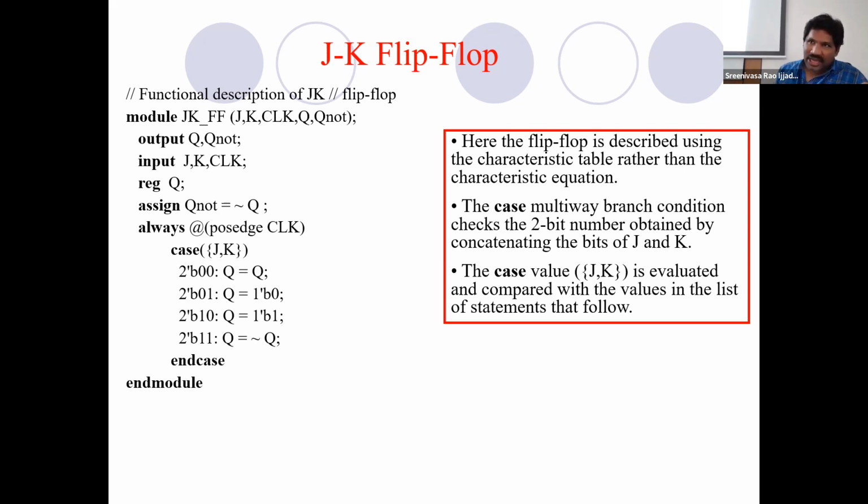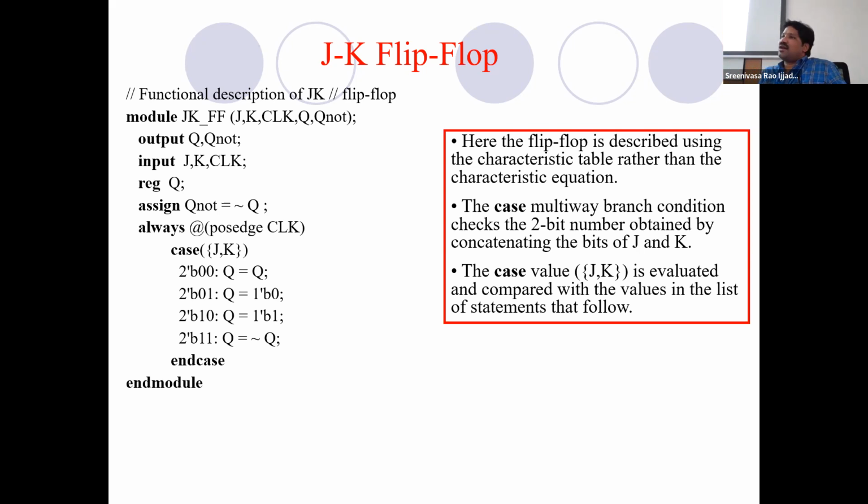So this is one type. That is another type. This is direct implementation of JK. That is implementation to the D. See here, there is some note. Here the flip-flop is described using the characteristic table rather than the characteristic equation. Characteristic equation: Q(t+1) is equal to J into Q bar plus K bar into Q. Now this is the cases, using a table, excitation table or characteristics table.